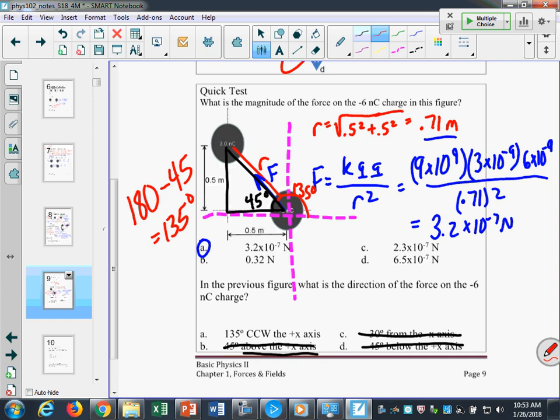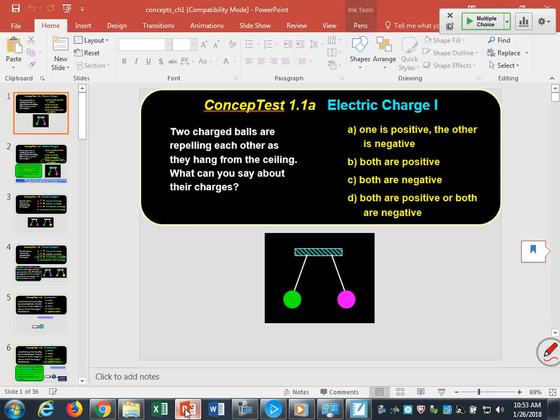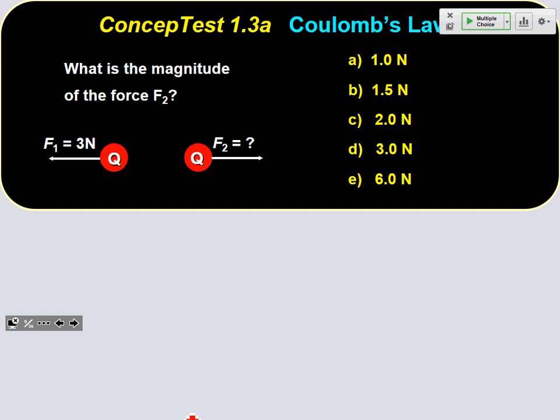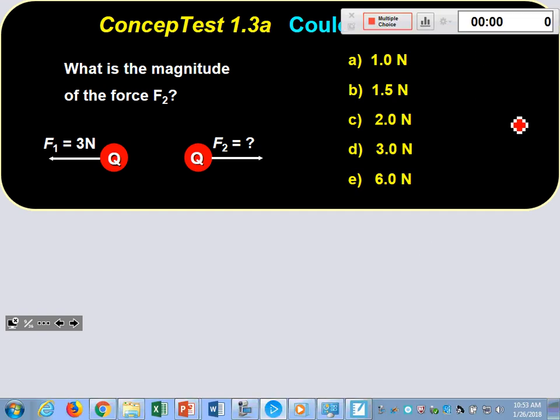Let's do a few clicker questions. So turn to the back of your book. Here I have two charges. This charge feels a force of 3 newtons. What is the force that this charge feels?